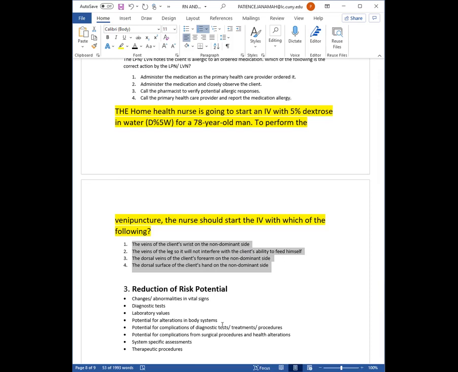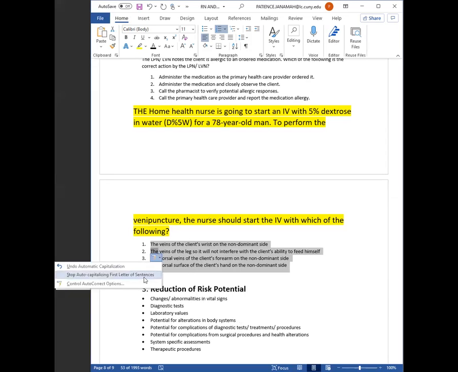Number 2, who knows why you wouldn't do that? Why wouldn't you put it on the leg? I'll tell you why number 3 and number 4 are different. Who knows why you won't do number 2?